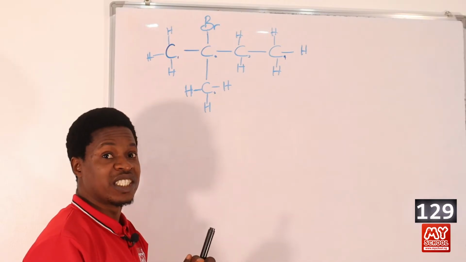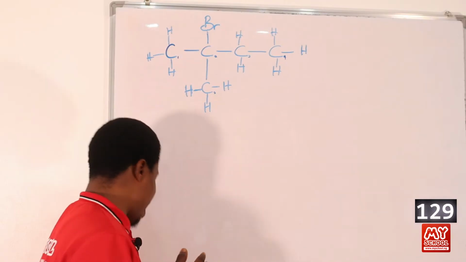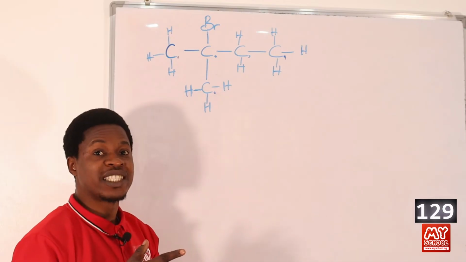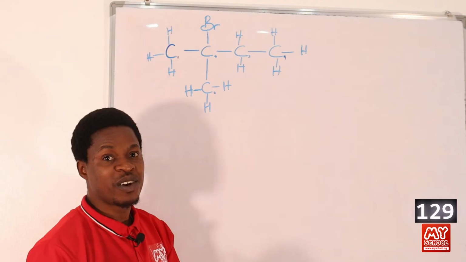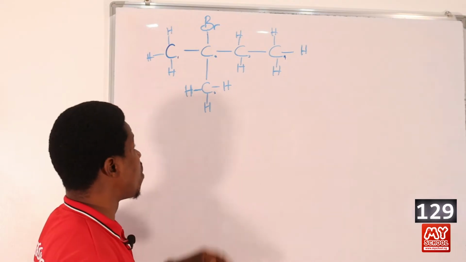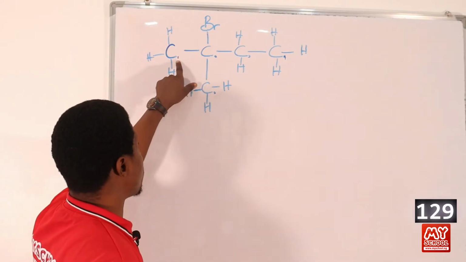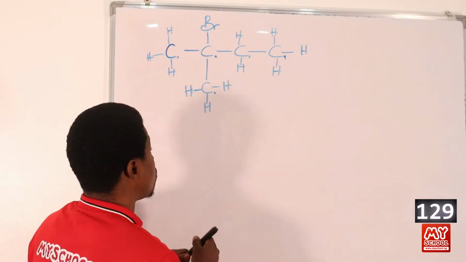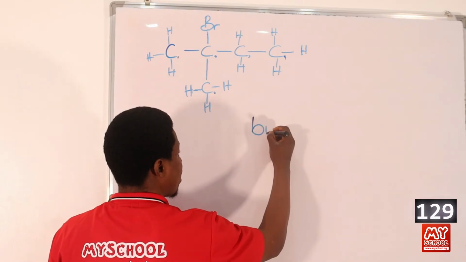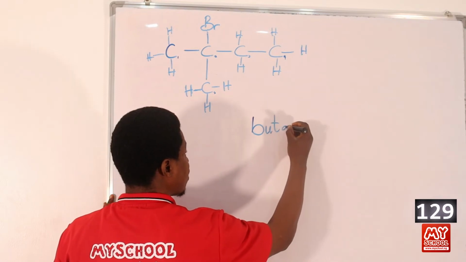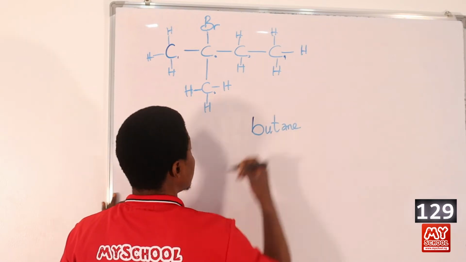5 carbon atoms, we call it pentane. 6 we call it hexane. 7 we call it heptane. 8 we call it octane. 9 we call it nonane, and 10 we call it decane, as the case may be. So for this now we have 4 carbons, 1, 2, 3, 4. So that is butane. You start with the parent name, the longest name first. That is butane.